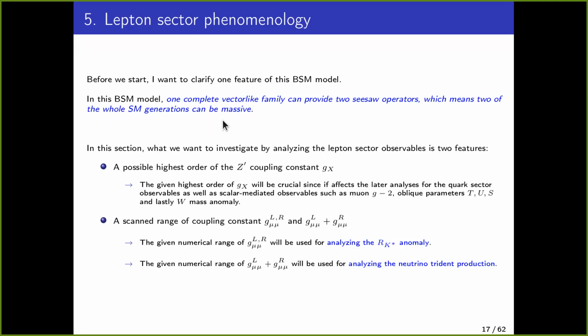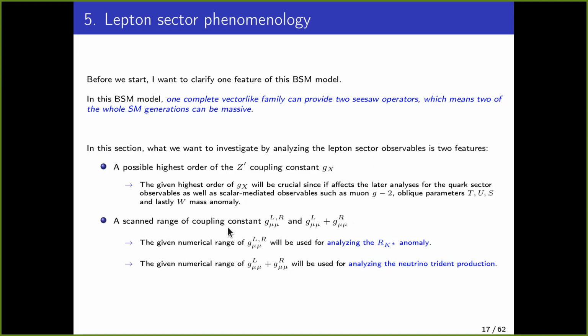As I emphasized, in this section, by analyzing the lepton sector observables, we want to investigate two features. The first is the possible highest order of the Z-prime coupling constant g_X, because g_X is related to the quark sector analysis as well as the scalar-mediated or gauge-mediated observables, which are muon g-2, oblique parameters, and the W mass anomaly. Determining how high it can be is very important, and we want to achieve that by investigating these lepton sector observables.